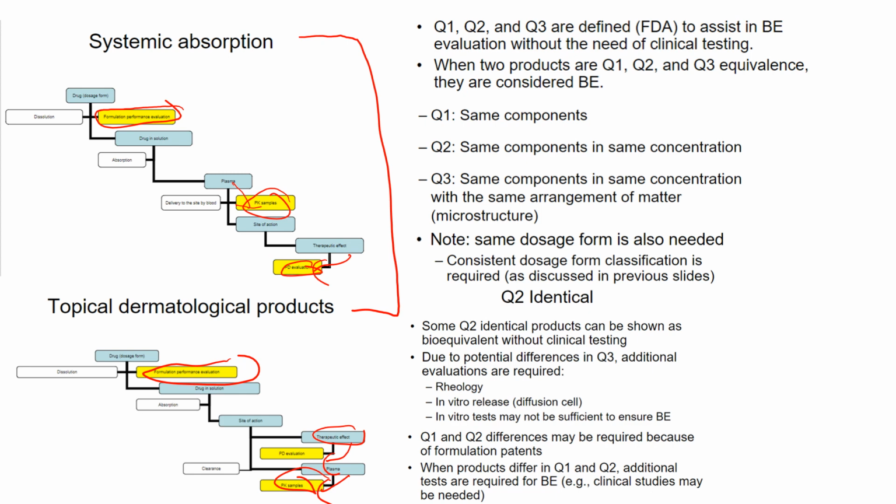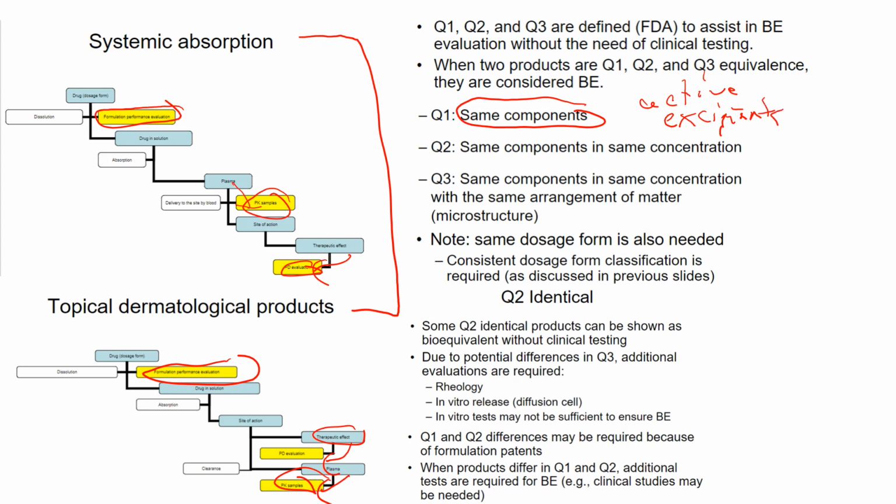Here's something that will be on the exam though, almost certainly: the Q1, Q2, Q3 ranking system. So essentially these show levels of equivalency, and most of the time a drug will only need to reach Q2 in order to be on the market, but some drugs will need Q3. So I'll just go through it briefly. Q1 is just the same components, right? This means same active, same excipients, same everything, but the concentrations can be different.